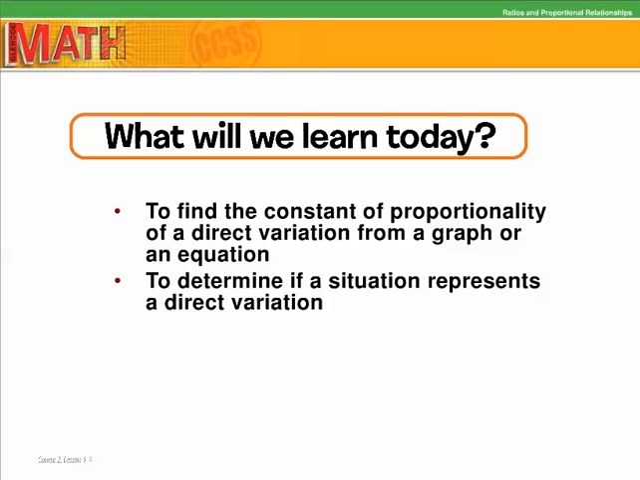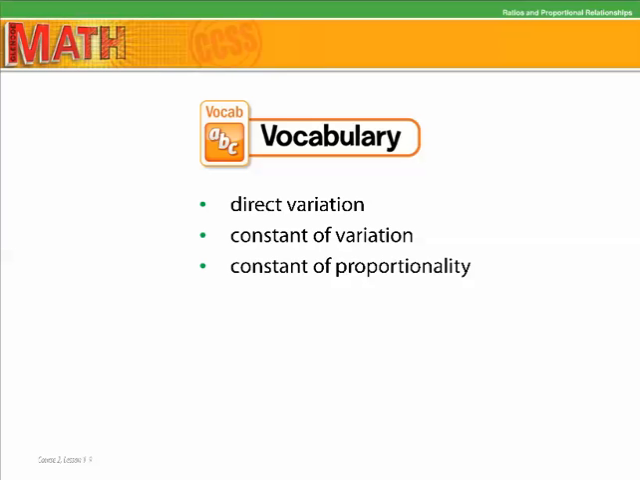Today's lesson rewind is on lesson 9, direct variation. Some of the main points of what we learned today is how to find the constant of proportionality of a direct variation from a graph or an equation, and how to determine if a situation represents a direct variation. Now, direct variation is going to be really similar to what we've been doing with proportions and slopes and unit rates. So a couple of the vocabulary words are going to be direct variation, constant of variation, and constant of proportionality.